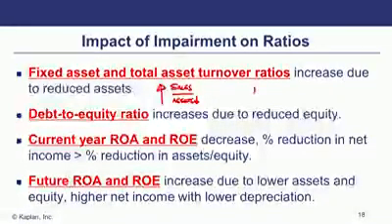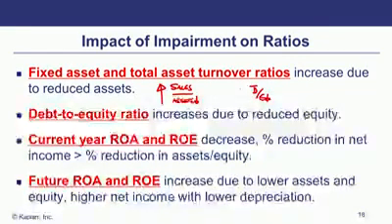Debt to equity ratios: debt, of course, is unaffected really by impairments, but the impairment does impact the income statement. It's an expense. It therefore gives you lower earnings, lower retained earnings, lower equity. And therefore, our leverage is going to climb, essentially, when we impair.